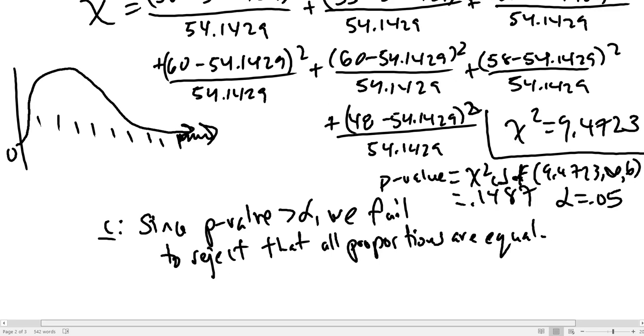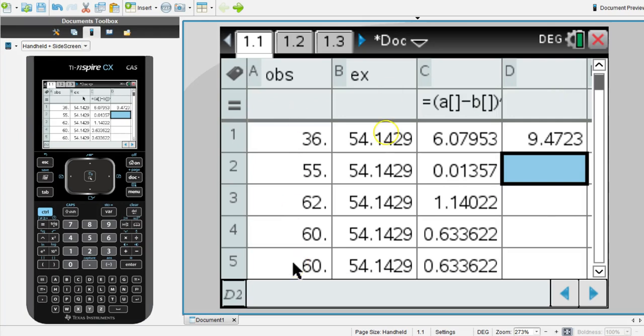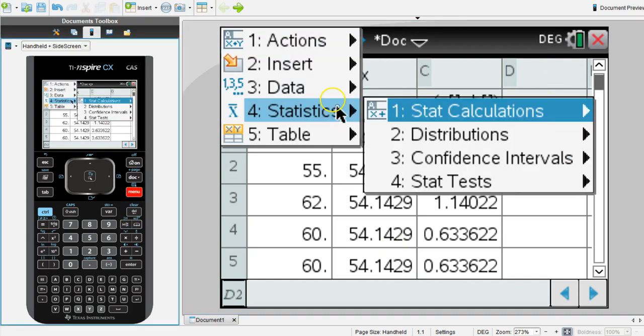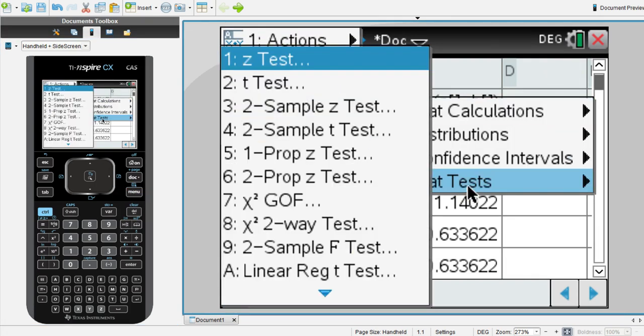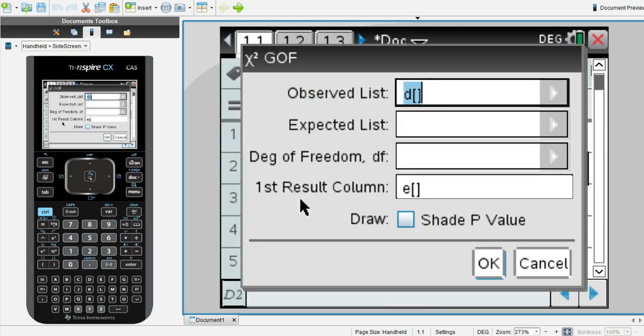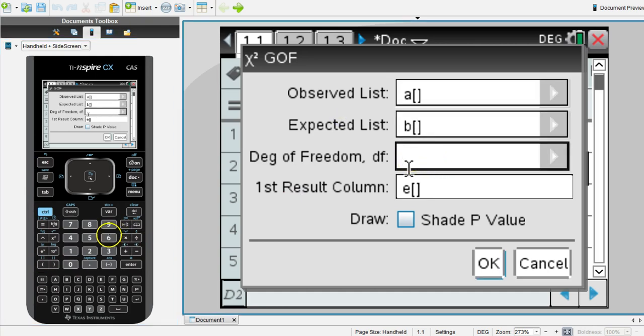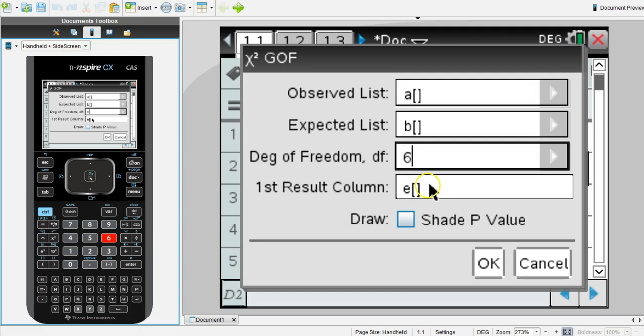Wouldn't it be nice if your calculator would do this for you? Here's some good news. Observed, expected. We have our results so far in D. So I'm going to go ahead and do menu, statistics, tests. Wouldn't that be great if there were some chi-squared tests in here? That looks like a chi-squared test. In fact, it has the GOF, goodness of fit. Where was our observed? Our observed was in A. The expected we put in B. And degrees of freedom, category 7 minus 1 is 6.